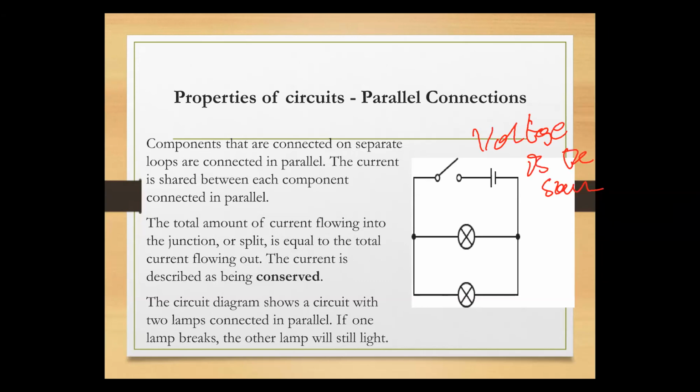What's different is current, right? There is I1, there is I2, but V is the same across. The total amount of current flowing into the junction or split is equal to the total current flowing out. The current is described as being conserved. So here there is something also called Kirchhoff's current law.